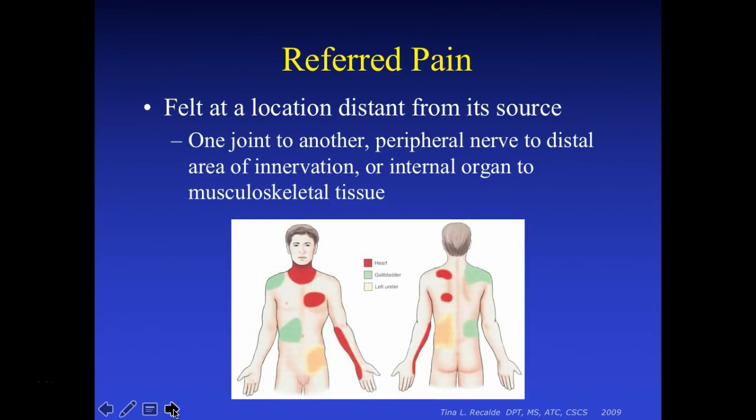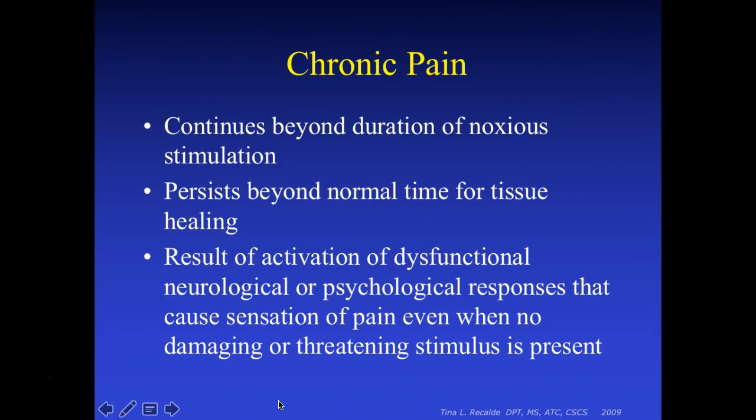Then there's our referred pain. And I should go back. Chronic pain usually is anywhere past that normal tissue healing phase. So it can be any time, but normally most tissue heals, like we said, within that 3 to 6 month period. So anything after that is generally labeled as chronic pain.